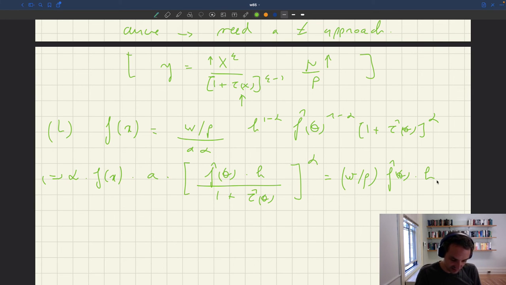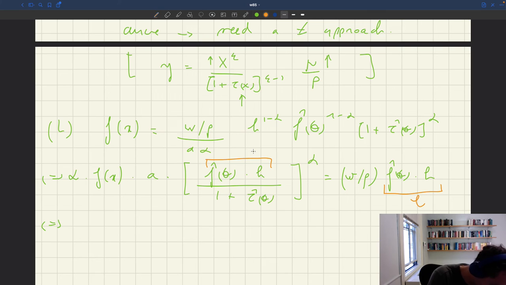Okay, so here I've just moved things around. Now, what do we have? We can see a lot of things. F hat of theta h is just employment, L. This is the aggregate supply, the labor supply, and it is equal to employment when we solve the model. F hat of theta h is just L, and once you divide it by 1 plus tau of theta, that's just n.